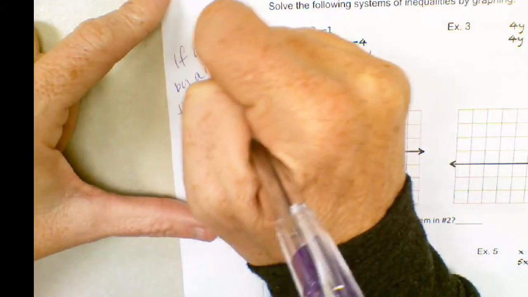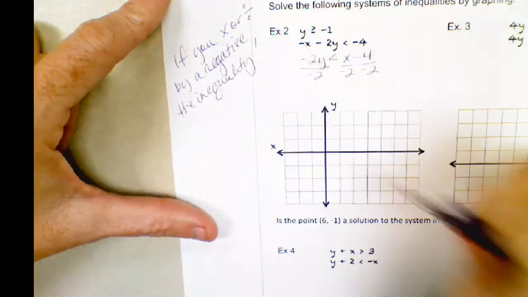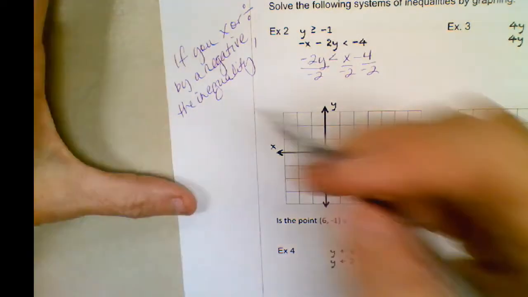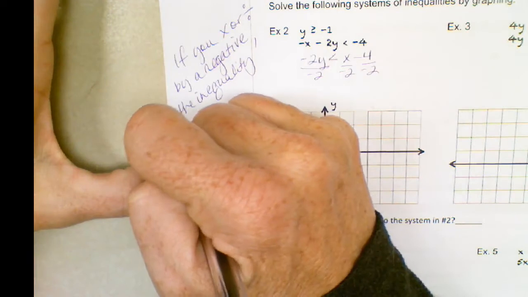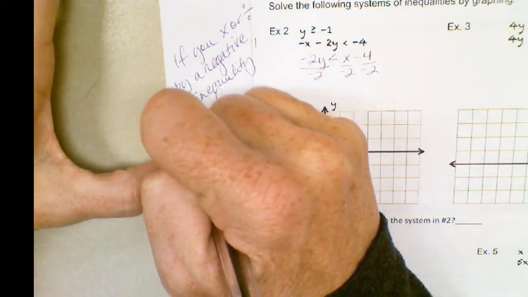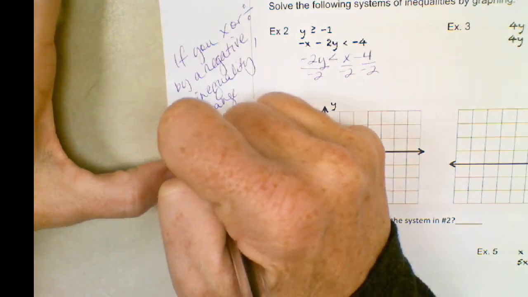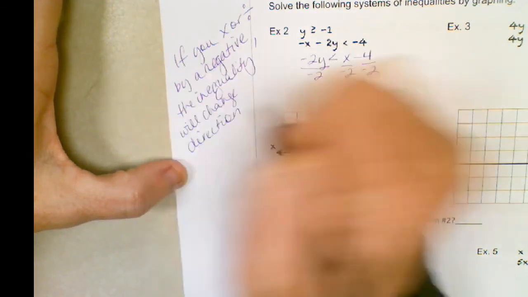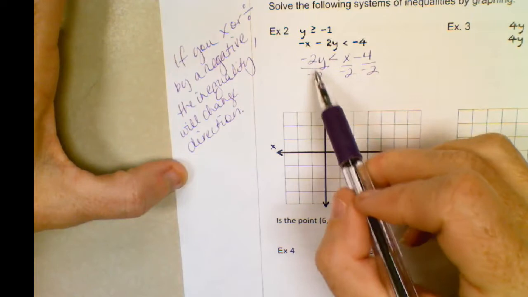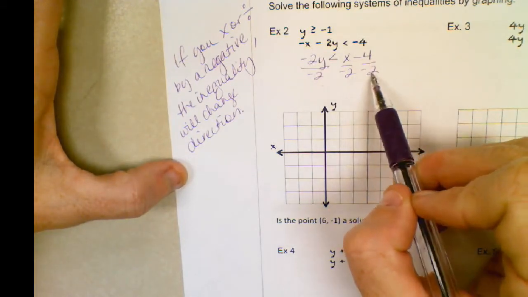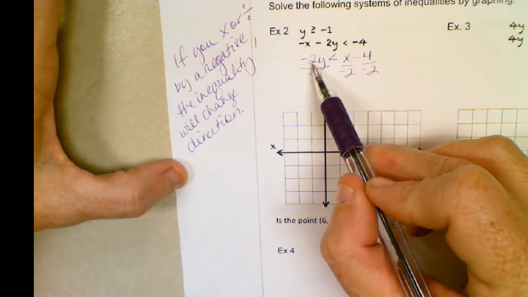So think about opposites. If it was less than and it's being divided by a negative, it's going to make it a greater than, and vice versa. The inequality will change direction. So, for example, it doesn't matter what number it's being divided into, it matters what that coefficient is in front of the y.